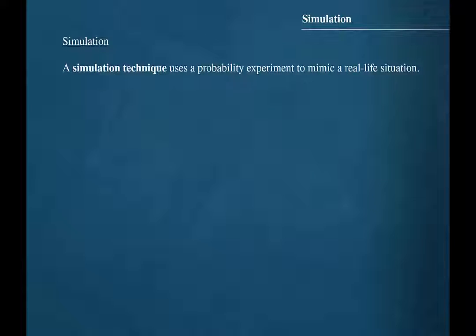The objective for this video is to learn to conduct a probability experiment using simulation. A simulation technique uses a probability experiment to mimic a real-life situation. The Monte Carlo method is a simulation technique using random numbers.